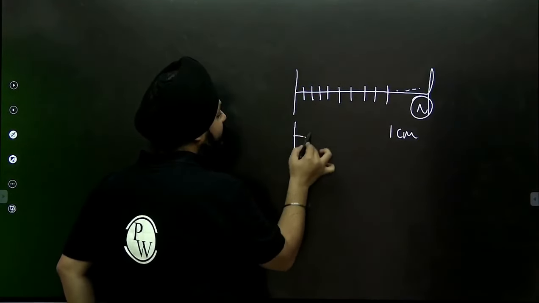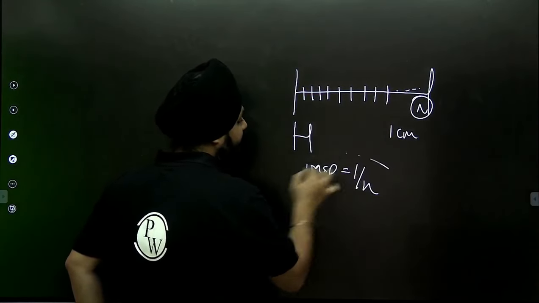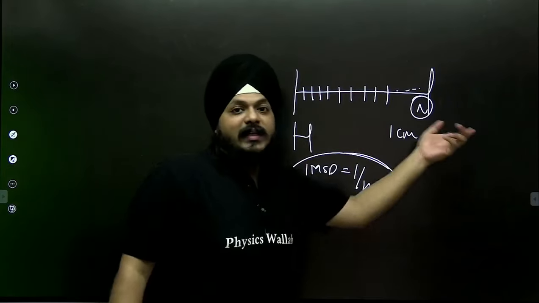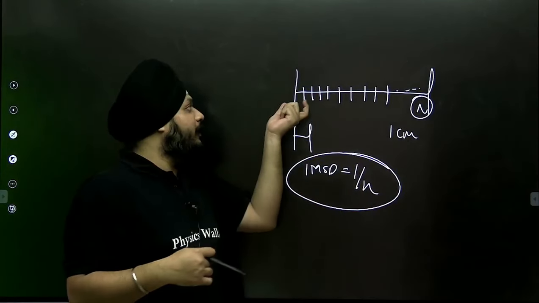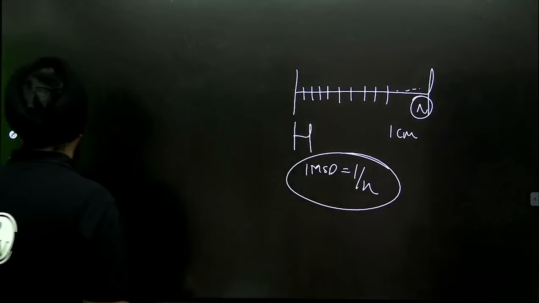So what will be the distance between the two divisions? That will be 1 MSD. Can I say it is 1 by n? In 1 centimeter, there are n divisions. What will be the distance between the two divisions? 1 by n. Very simple thing, right?